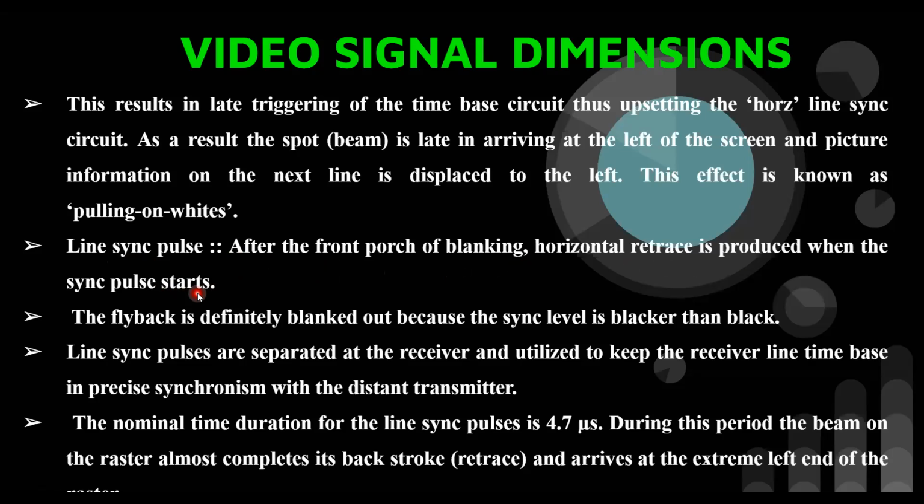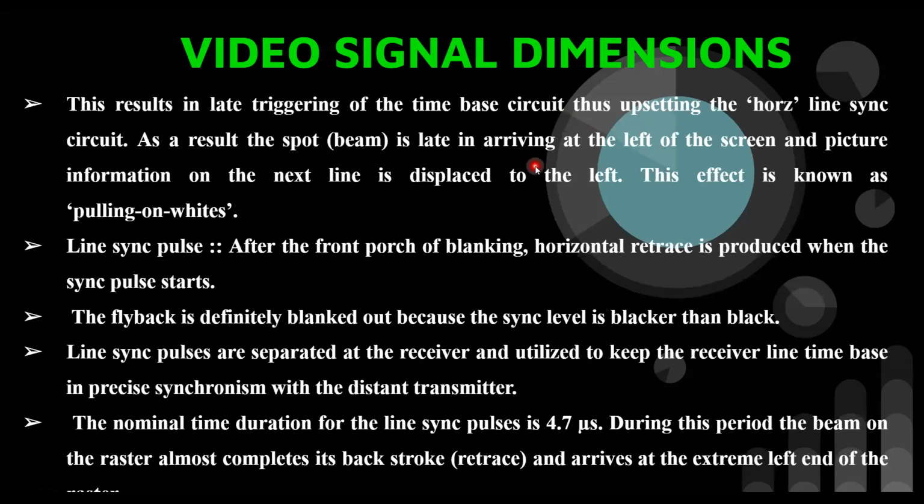So the line synchronization pulse is separated at the receiver and utilized to keep the receiver line time-based circuit in synchronization with the transmitter in a precise manner. The nominal time duration for this line pulse is about 4.7 microseconds. During this period, the beam on the raster almost completes its retrace at the extreme left end of the raster.